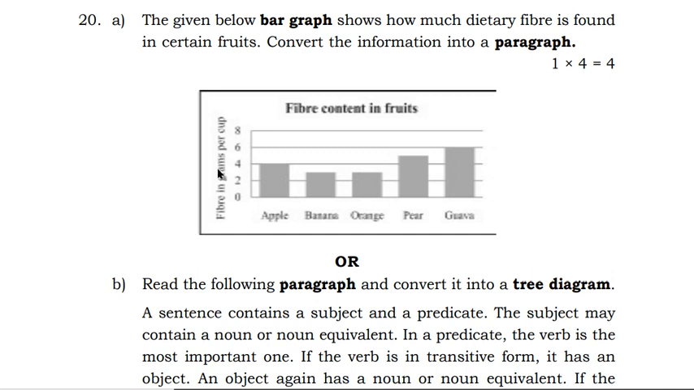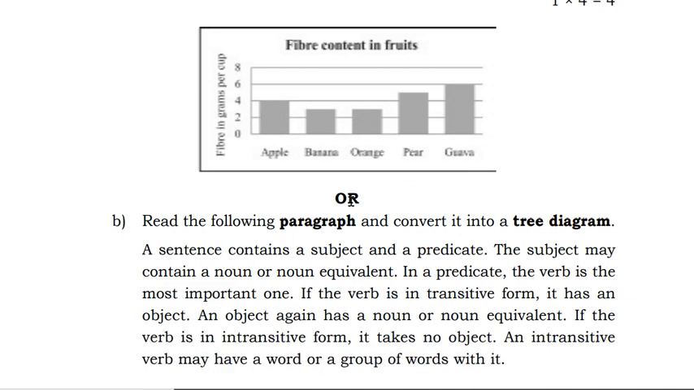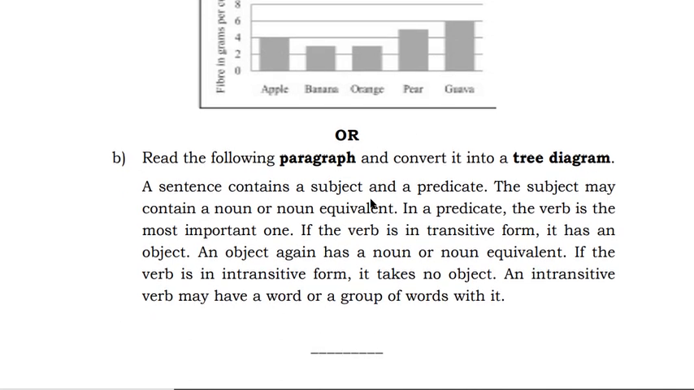So here they gave some information in a bar graph. Okay, so this bar graph information you have to change into a paragraph. This is nothing but data transformation. Here the information is in a bar graph, and you are changing that bar graph information into a paragraph. Or here you have a choice. What is that? Here they gave you a paragraph and they are asking you to convert it into a tree diagram. This paragraph you may convert into a tree diagram.